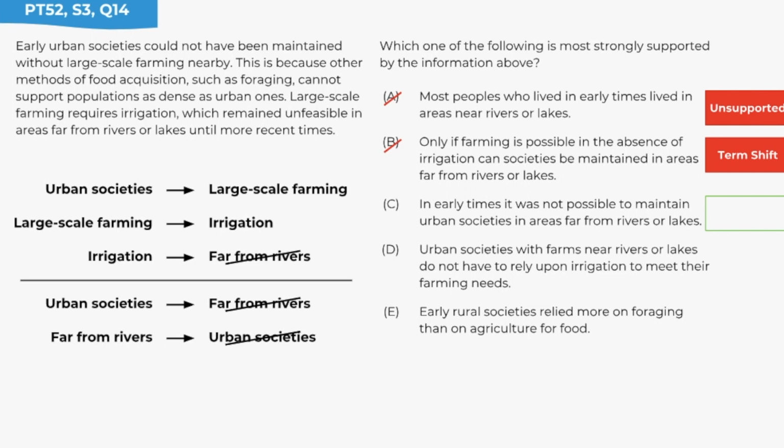Well, according to the first two statements, urban societies need large-scale farming, and large-scale farming needs irrigation. So urban societies do need irrigation. Answer choice D directly contradicts the inference of the first and second statements. Let's get rid of it.